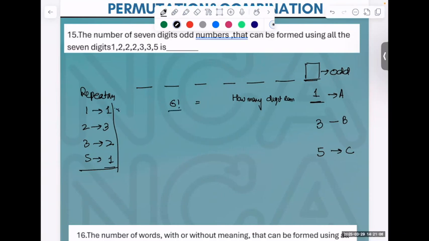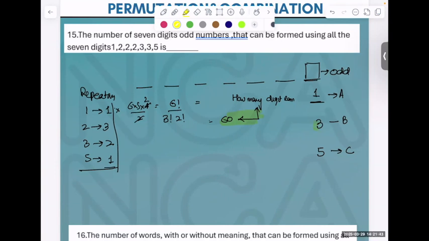I'm just cancelling for this case. How many 2s do we have? How many 3s do we have? Yes or no? This becomes 6 into 5 into 4 divided by 2. How much would this become? 60. Because what is 6 factorial? 6 into 5 into 4 into 3 factorial. 3 factorial and 3 factorial get cancelled. So that is for 1.